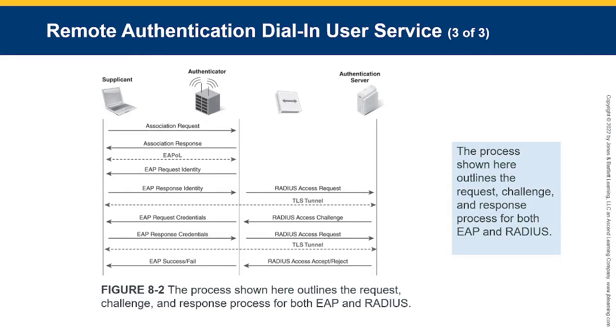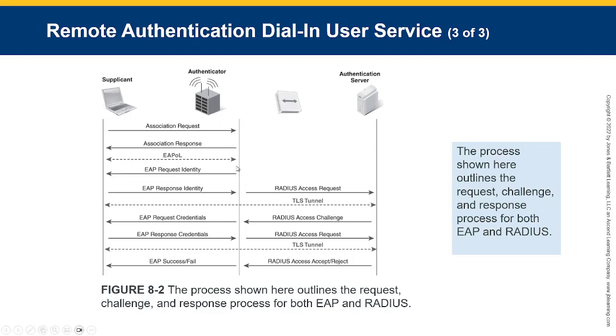This process shown here outlines the request, challenge, and response for both EAP and RADIUS. So you are the client. It sends an association request to the authenticator, which sends back an association response. Then the EAPOL goes both ways.